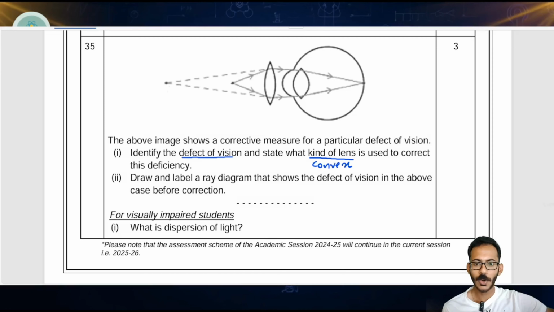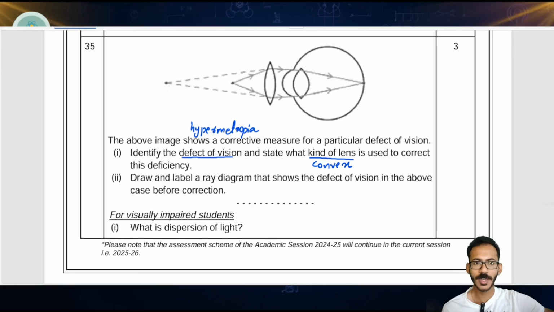Just now we have discussed a similar question. So if it is a convex lens, the defect is hypermetropia. So the defect is hypermetropia. The person will not be able to read nearby things properly.